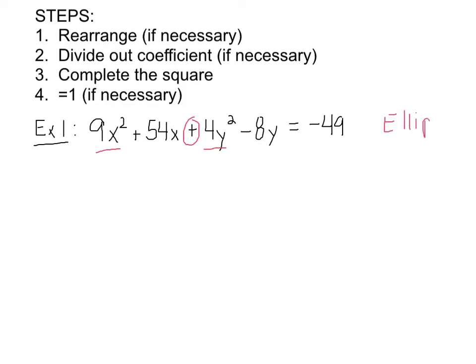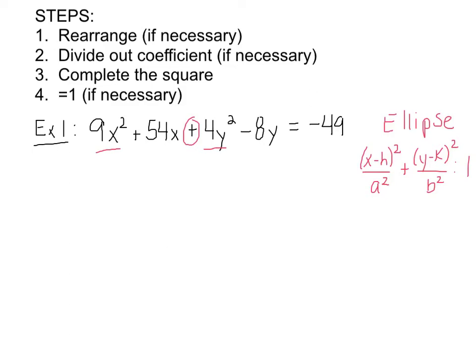So I'm going to write down just the standard form for an ellipse. Hopefully you'll remember this. It's x minus h quantity squared over a squared plus y minus k quantity squared over b squared, and it's equal to 1. So this is our goal. This is what we want our equation to look like. And right now it's not looking like that, so we need to get it that way.